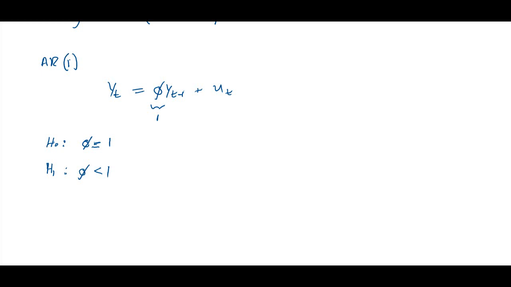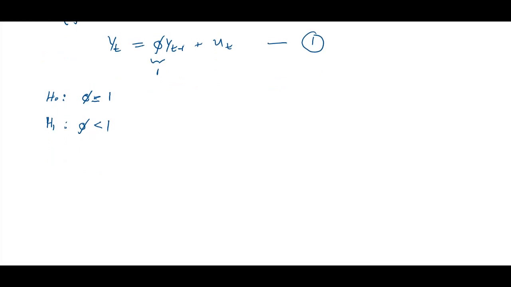This is an explosive series if it has a value greater than 1, but less than 1 means that the data remains stationary. So we test for these hypotheses and we can judge whether it has a unit root or not. But we also have an alternate method for it.